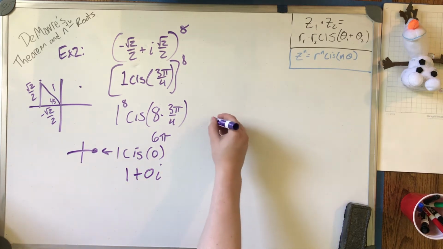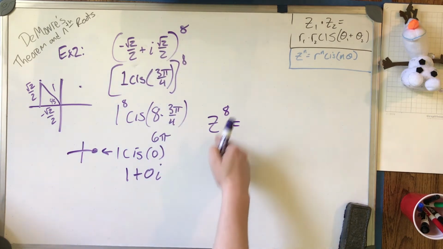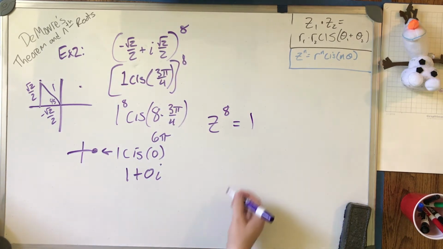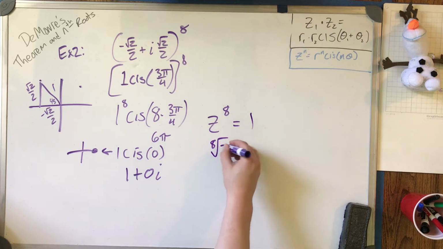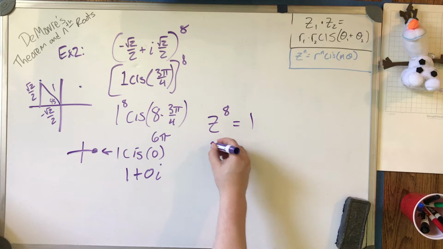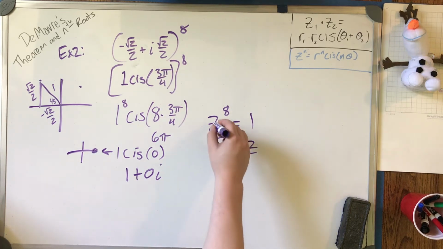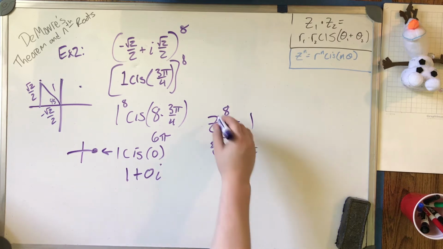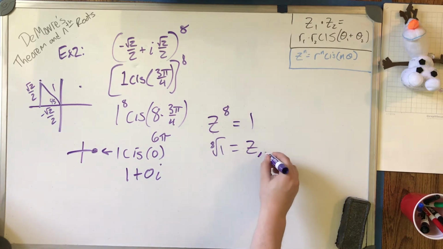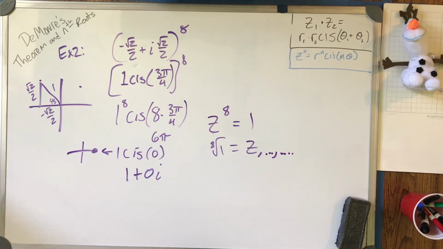And again, we're going to be making this connection real soon, but what we really just found was that some complex number raised to the 8th power equals 1, which means that we can work backwards and say that the 8th root of 1 equals that complex number. But again, if we have something to the 8th power, then that means that there are 8 actual answers.